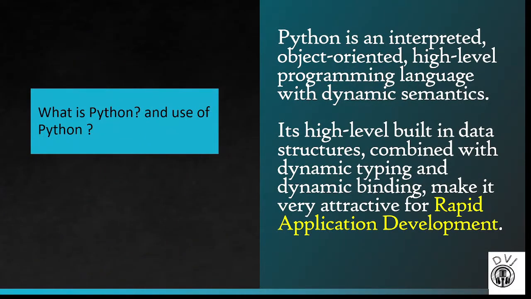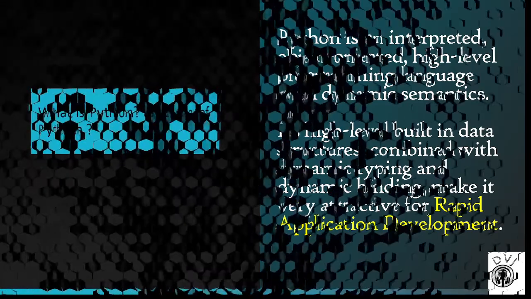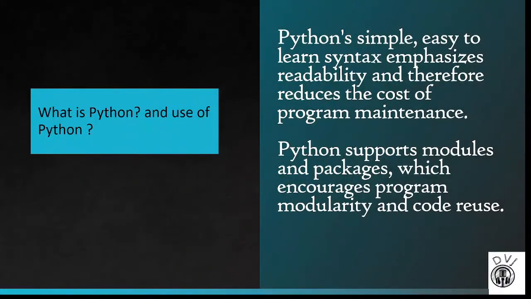Python is an interpreted, object-oriented, high-level programming language with dynamic semantics. Its high-level built-in data structures, combined with dynamic typing and dynamic binding, make it very attractive for rapid application development. Python's simple, easy-to-learn syntax emphasizes readability and therefore reduces the cost of program maintenance.